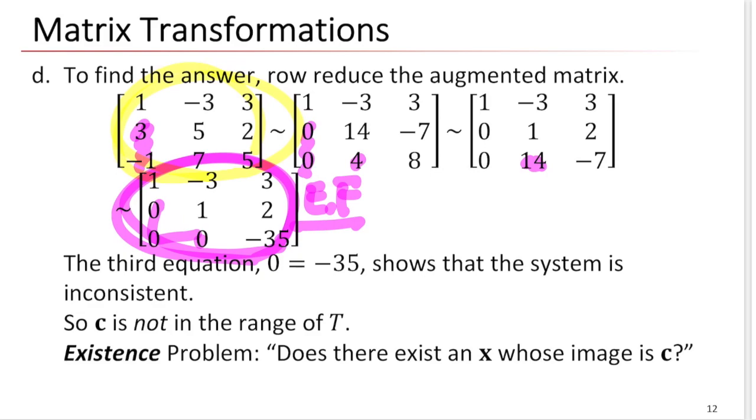What can we know from this echelon form? In the third equation, we have 0 times x1 plus 0 times x2 is equal to -35. So is there any solution that satisfies this equation? No, right? So no vector x can satisfy this one, right? So we can conclude that this system is inconsistent, or this system doesn't have any solution. So we can say that the vector C is not in the range of T.